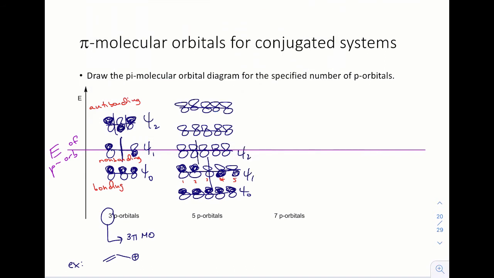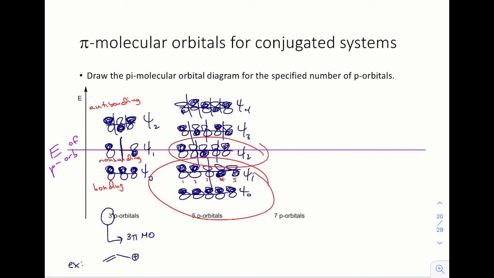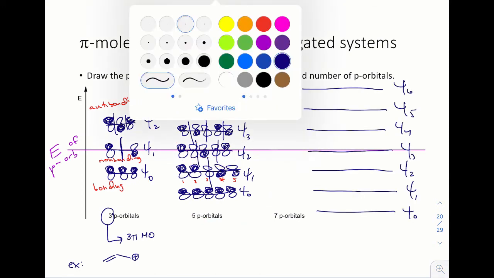Psi2 has 2 nodes, also on atoms. Psi3 has 3 nodes, distributed like this, where there is a node on that central atom. And Psi4 has nodes between all 5 atoms. Psi0 and Psi1 are bonding. Psi2 is non-bonding. Psi3 and Psi4 are anti-bonding.